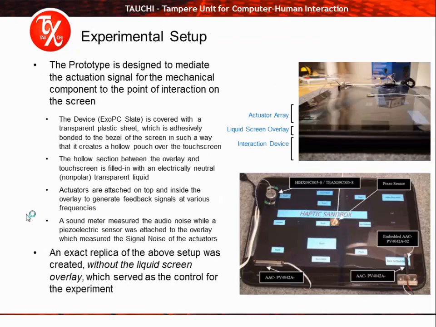And we use this basic principle to take a common XO PC slate and we covered it with a transparent plastic sheet, which was adhesively bonded to the bezel of the tablet in such a way that there was a hollow section on the touchscreen itself. We injected a non-polar, electrically neutral transparent liquid into the pouch. So there is a deformable overlay on top of the touchscreen. And then we attached actuators on and inside this overlay and actuated various signals at different frequencies.